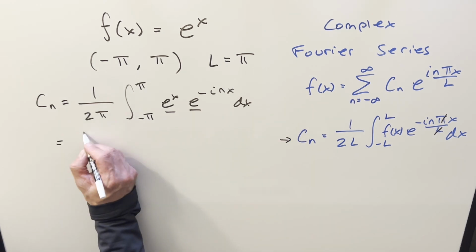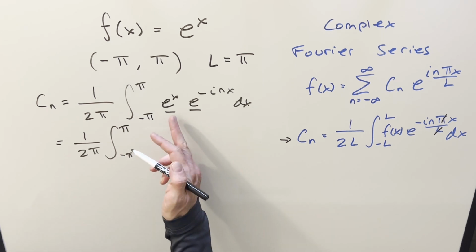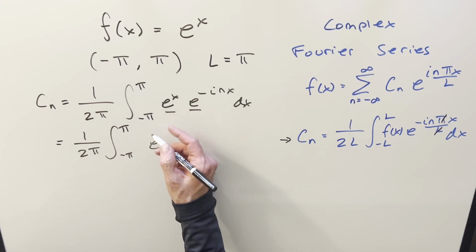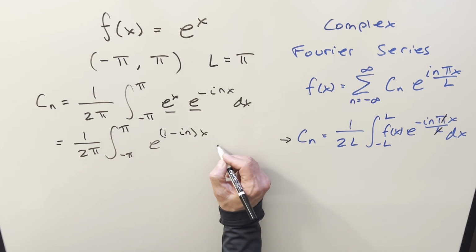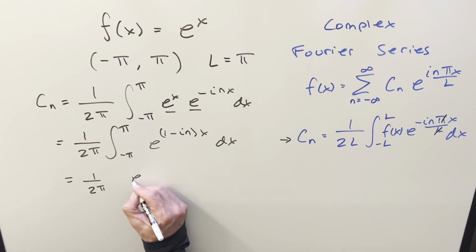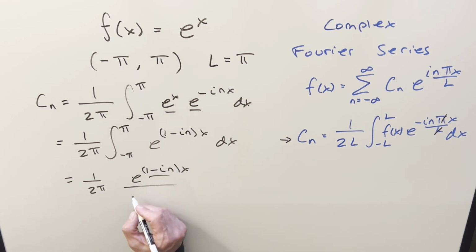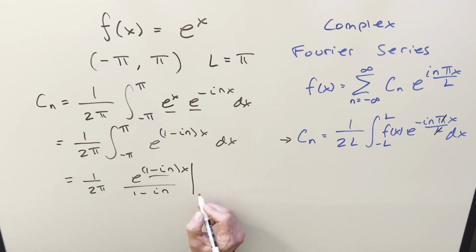So then I can rewrite this when we multiply this together. Multiplying these together with the same base, we add the exponents, and I'll factor out an x, so I can write it as e to the (1 minus in) times x dx. Go ahead and integrate. What's going to happen? First, we just get back the whole thing, e to the (1 minus in) x. Then this is just going to pop out in the denominator, 1 minus in, from minus pi to pi.